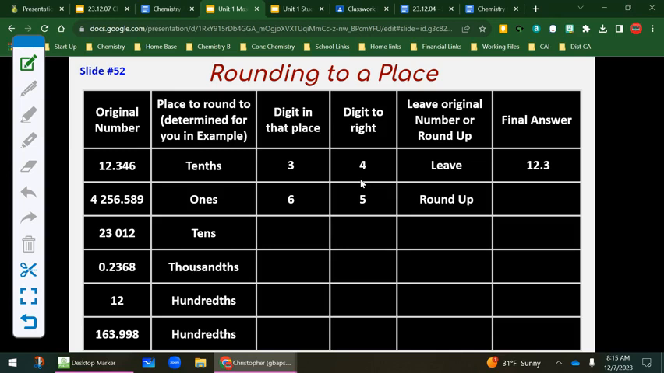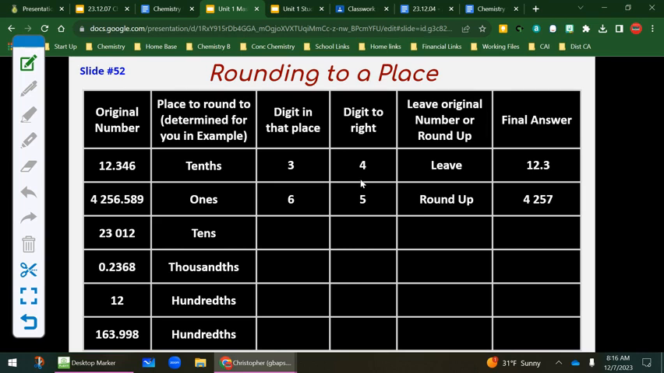So what would our final answer be here? It would be 4.257. Why did you put a decimal in there? I didn't mean to put that. Okay. Ignore it. So what is it? 4257. We're rounding to the ones place. Our number has to end up in the ones place. If we rounded to the tenths, our number has to end up in the tenths place.